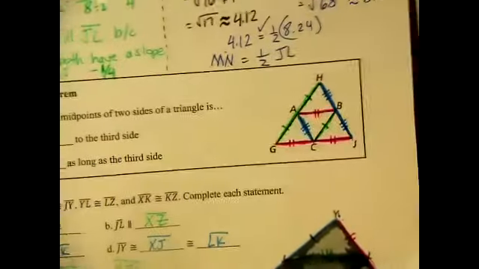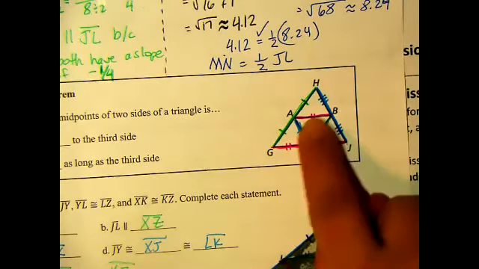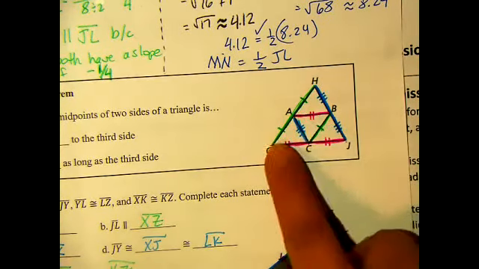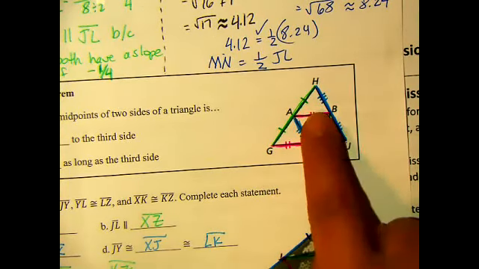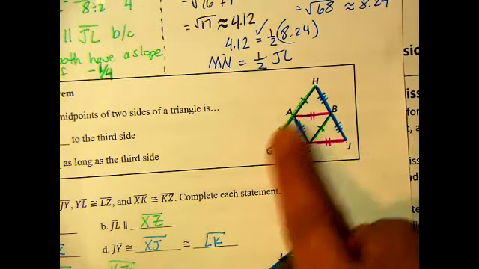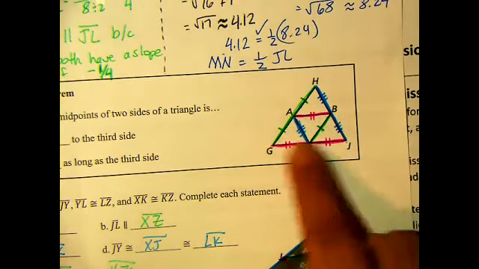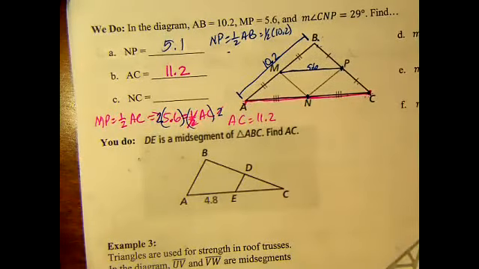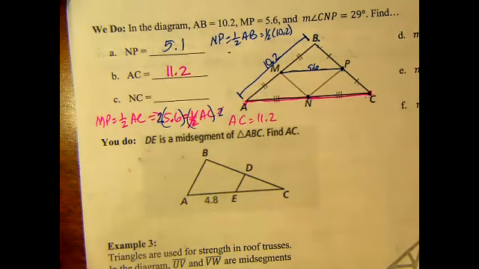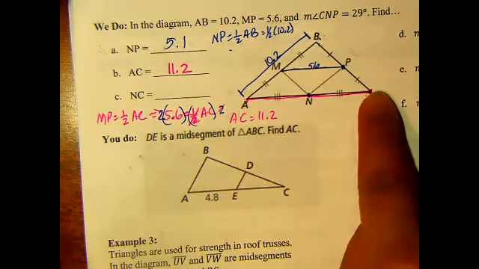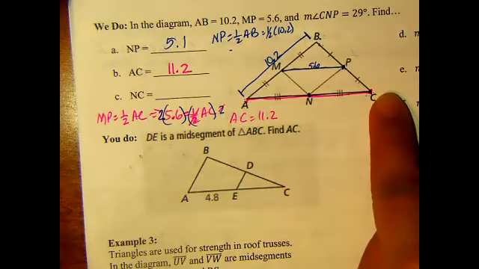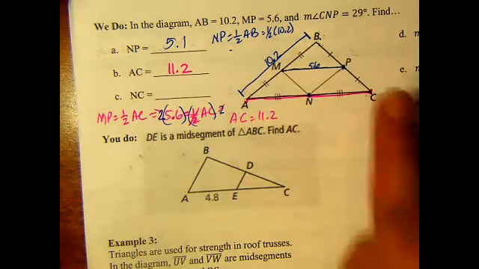Remember, our midsegment is congruent to the two halves of our third side. So each one of these halves is congruent to each other. Samson, great job. Mariel, I think you need to look at NC, right? AC is 11.2. A to C is 11.2. I want to know NC.